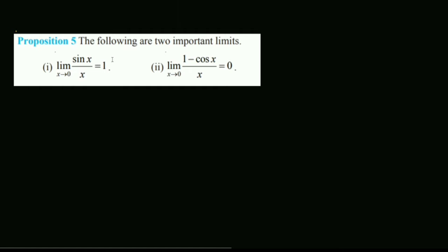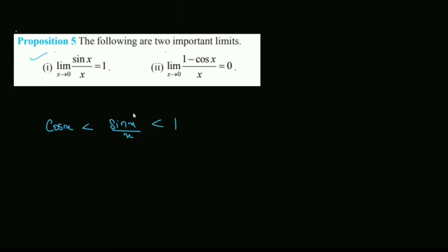Limit x tends to 0, sin x by x is equal to 1. That we already proved now. Cos x is less than sin x by x less than 1. So when they ask you to prove this, you have to prove the previous concept, the previous theorem. Understood? So here we already proved it, so I'm just writing it down. Whenever this theorem is asked, you have to prove the previous concept.